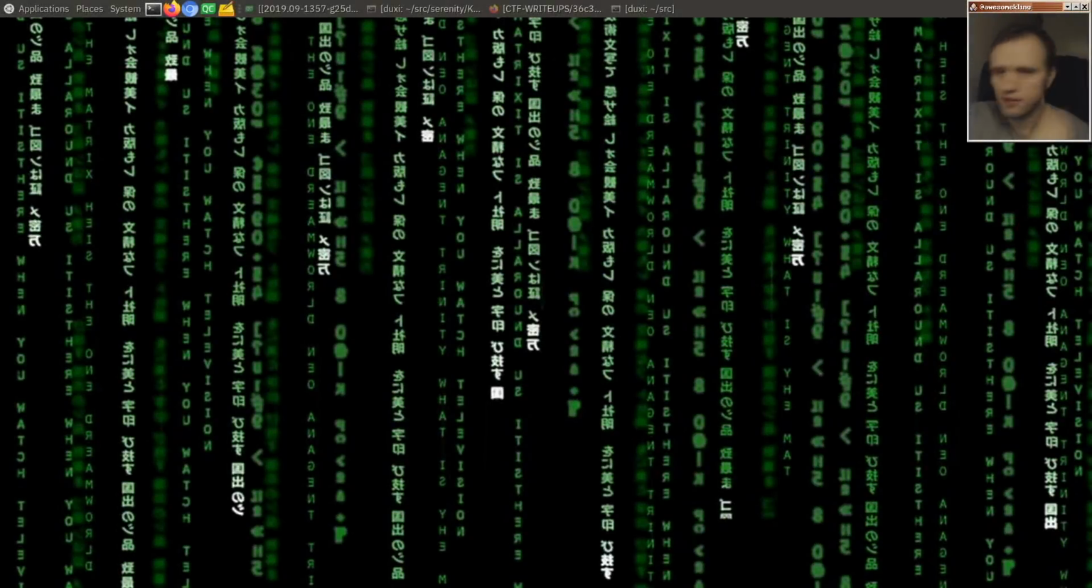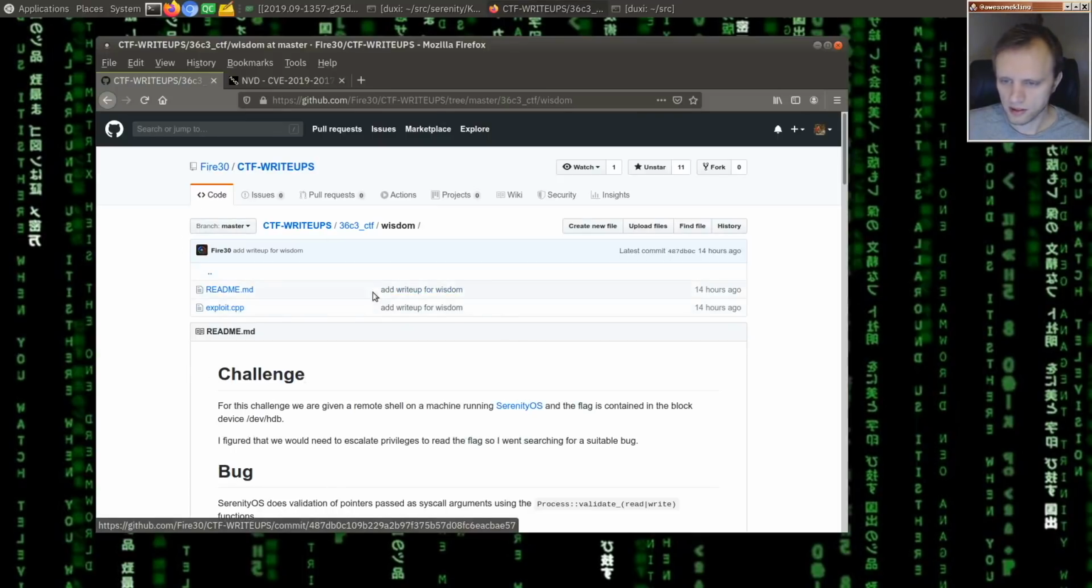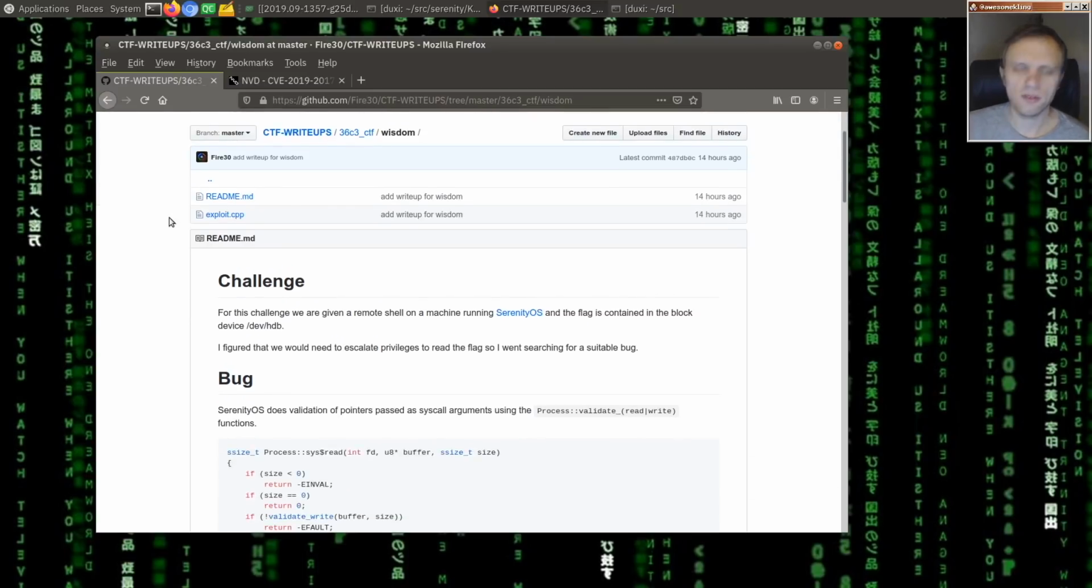Well, hello, friends. Today we are going to look at a security bug that someone found in Serenity. Earlier this week they had a capture the flag competition, and one of the targets in the competition was a machine running Serenity. I found this write-up by someone named Fire30, where he breaks down how he found a kernel vulnerability in Serenity and used that to gain access to the machine.